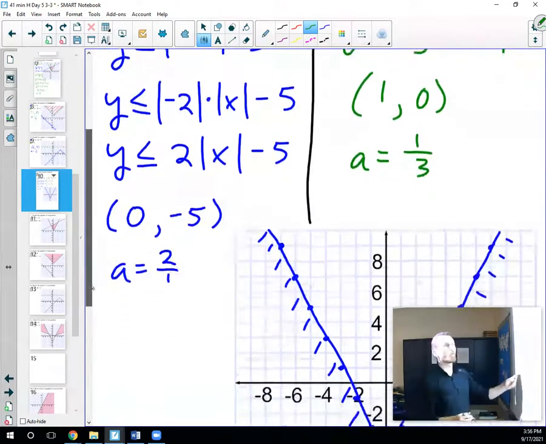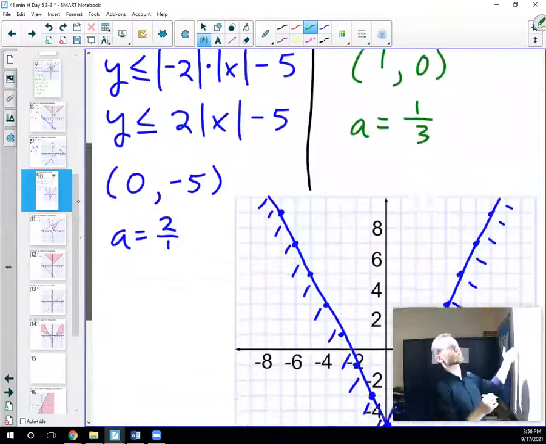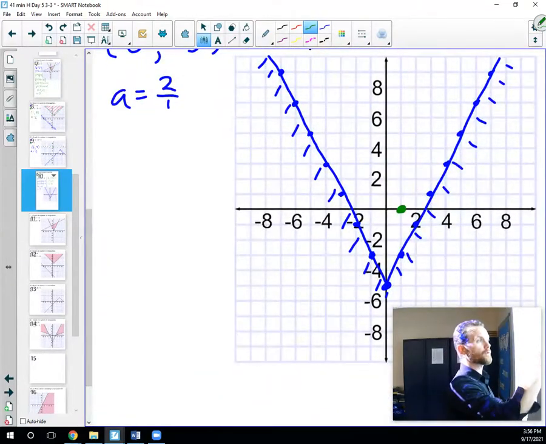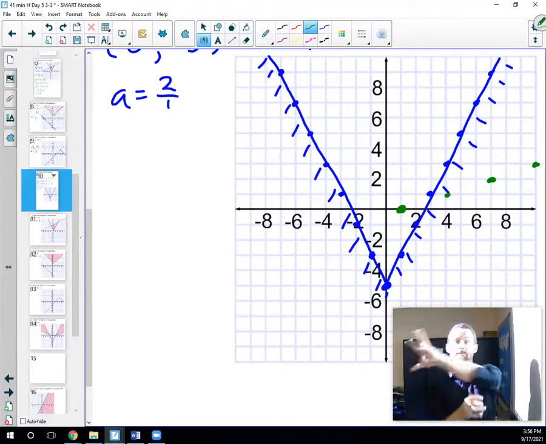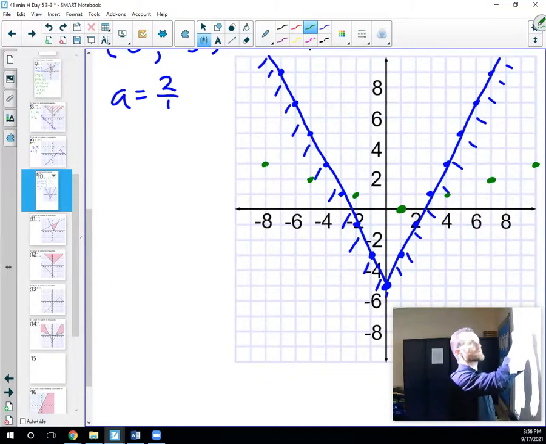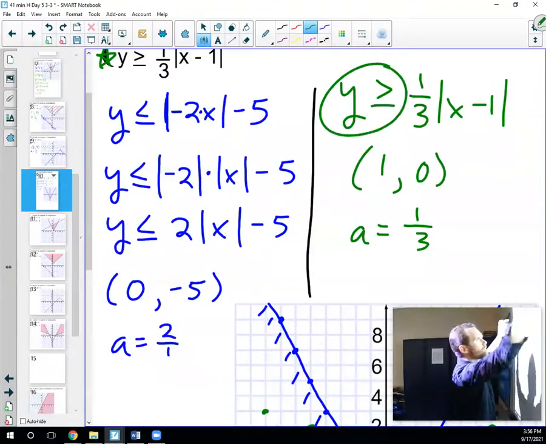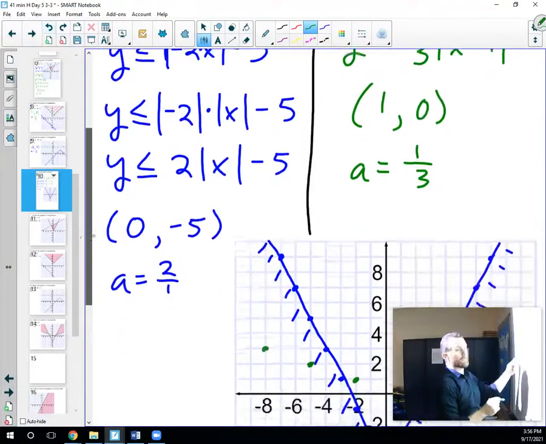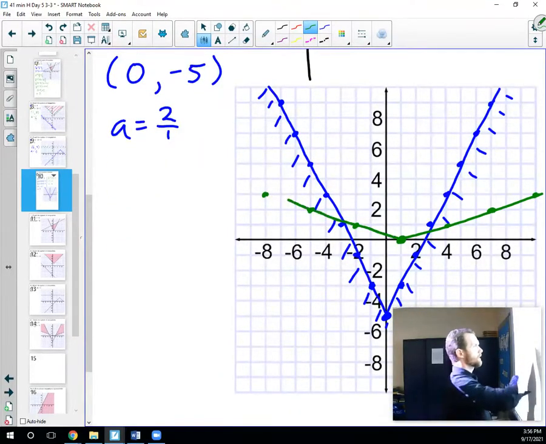Let's graph it. So (1, 0) is going to be right here, and the a value is 1/3. So I go up 1, right 3, as many times as we can. And we flip it in the opposite direction to create a mirror image for our points for a V. So up 1, left 3, as many times as we can. There we go. Let's check our sign. It is greater than or equal to, so it's going to be a solid V for the green. So two solid V's here.